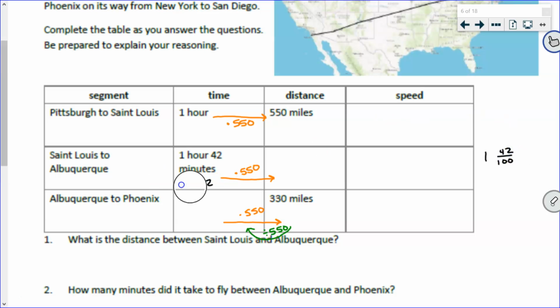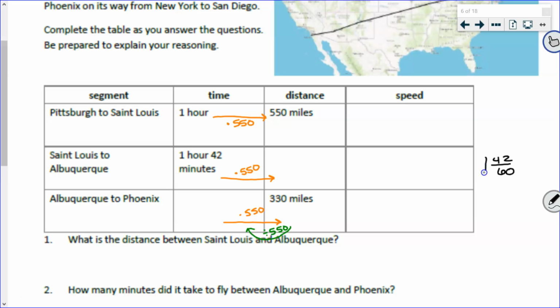I'm so grateful that we had someone make that mistake. Let's talk about the right way to do that then. Since there's only 60 minutes in an hour, this is not right, 1 and 42 hundredths. How would I fix this to make this more correct? Luke? Yeah, instead of 100, it would be 60. It would be 1 and 42 sixtieths. That's a lot easier, right?